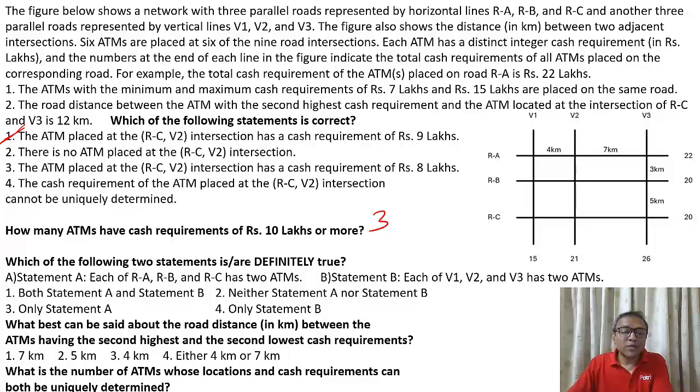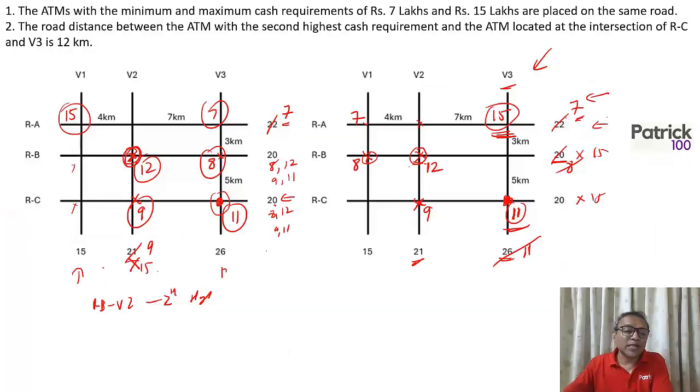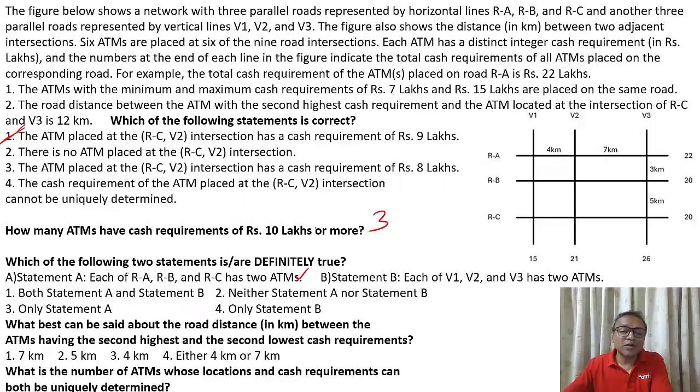Which of the following two statements is definitely true? Each of RA, RB, RC have 2 ATMs. Actually, you can make out that there are total 6 ATMs. There can't be one ATM in any row, because maximum is 15, remember. So then there's 22 in RA, 20 in RB, 20 in RC. So there has to be 2 ATMs in each row. So you can make out the first is definitely true. Okay, and each of V1, V2, V3 has 2 ATMs? No, you can make out that there is one case where there is only 15 in the first V1. So the second is not necessarily true. So only statement 1.